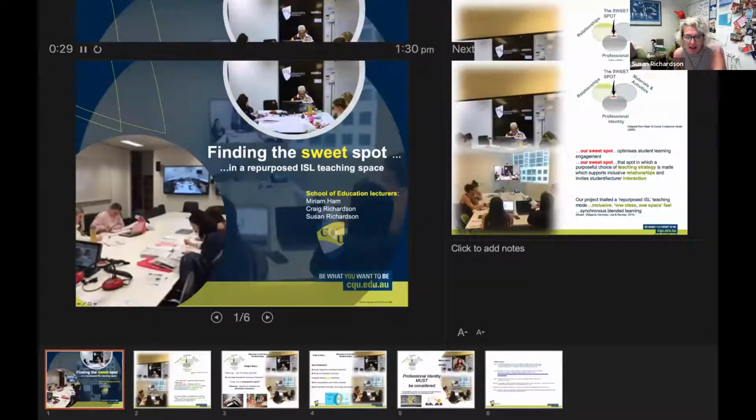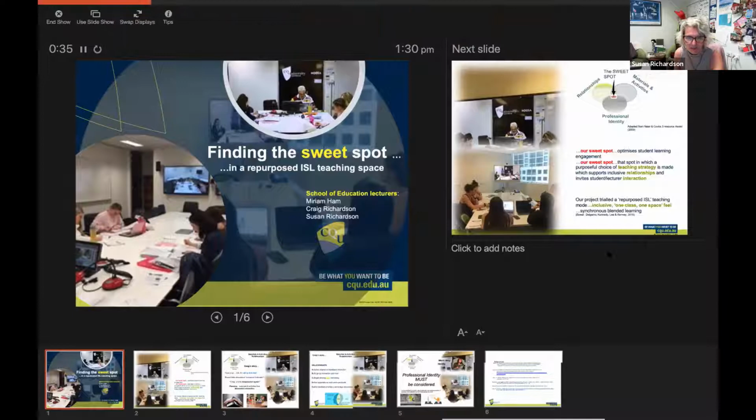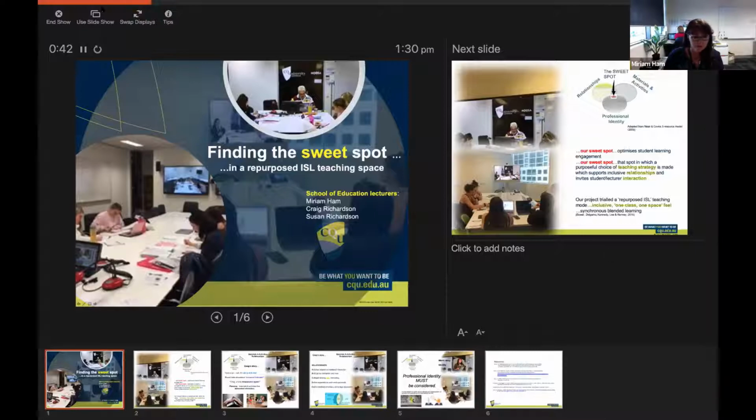It's called Finding the Sweet Spot, and today's presentation describes our journey. I don't know, Mim, if you... We only need to see one slide there, Mim. Oh, so I did swap it back over. I wasn't sure whether I was looking at the right thing. Here we go. So we just need the very first screen.